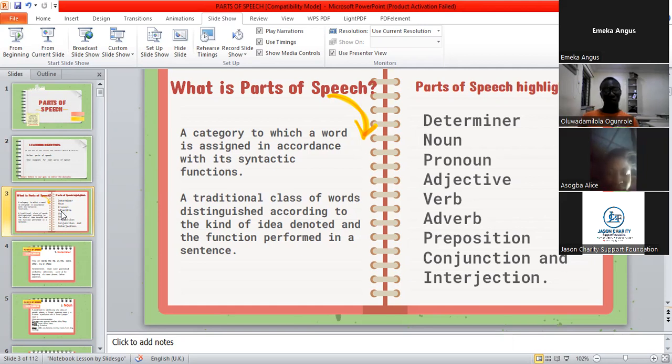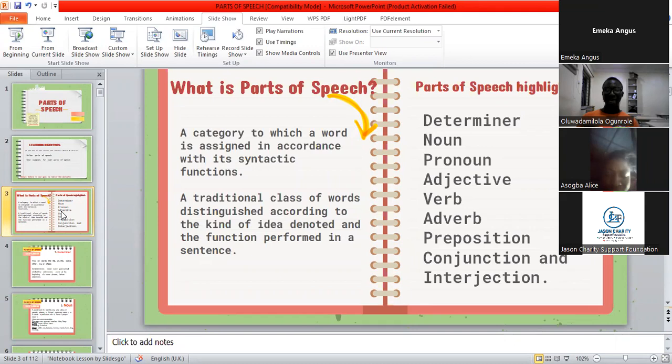And another definition says: a traditional class of words distinguished according to the kind of idea denoted and the function performed in a sentence. Just as I said earlier, anytime you hear the word syntactic, it means what? Sentence. So another definition as we have here is that any word you use denotes an idea in the sentence you're using it. So whatever you say, you should know that anytime you make a statement, whatever you say is divided into parts. You have brought several ideas together to pass a message across.